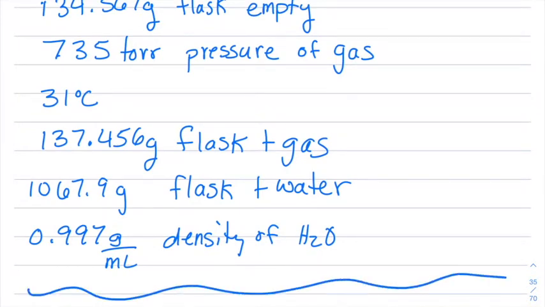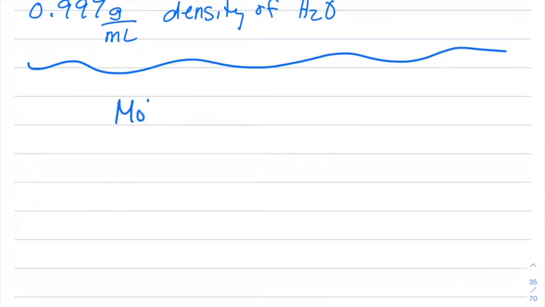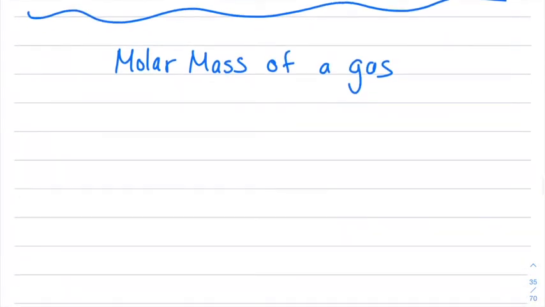Next, let's talk about what we actually want to do here. So we want to find the molar mass of a gas. So what I find is really helpful when you're not sure where to start is to look at the units. So what are the units of molar mass? Yes, I'm hearing moles per gram.